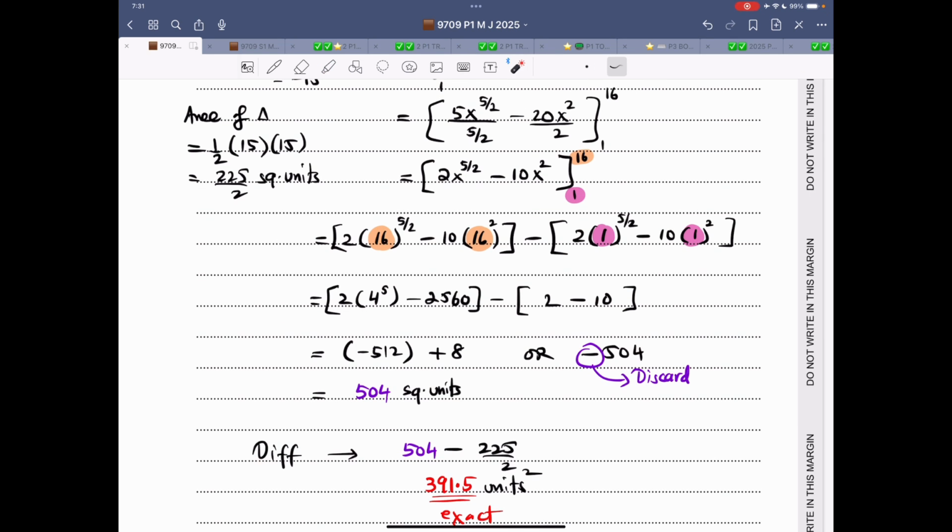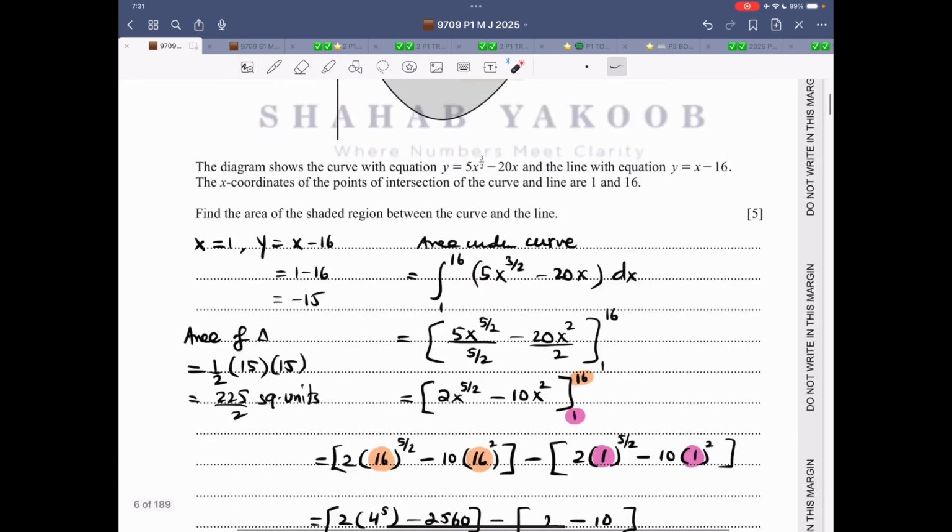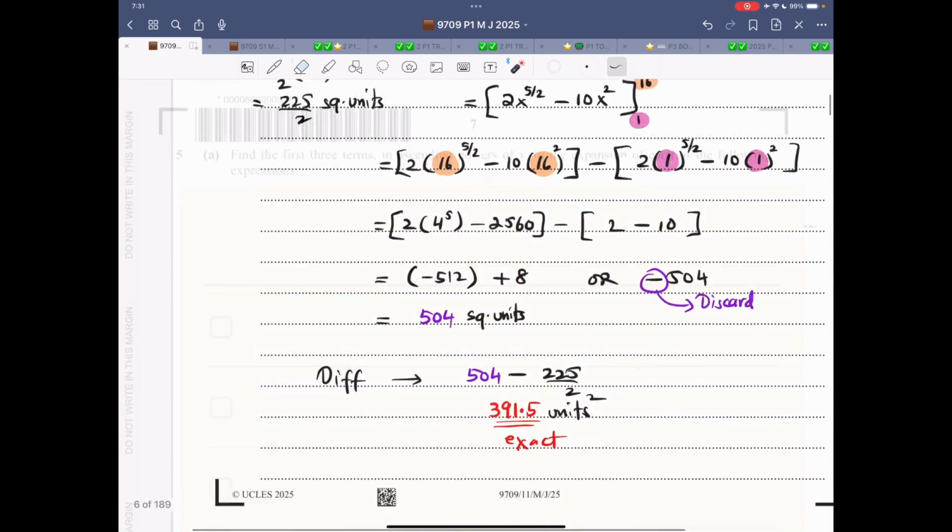And then we have this value. Yes, it's coming out to be negative, discard. So the area under the curve is 504. Area under the line is this much. The difference is 391.5 square units exact. You can write square units, you can write unit square, it means the same thing. So question 4 is done and dusted.